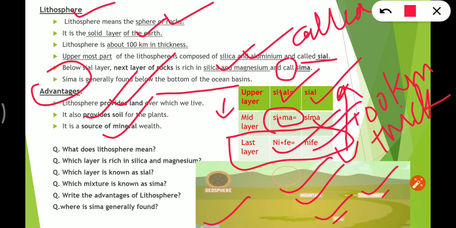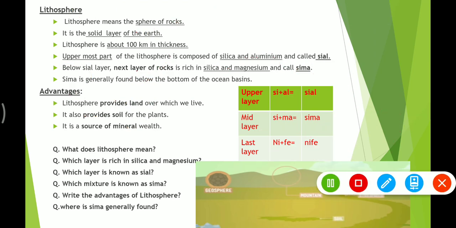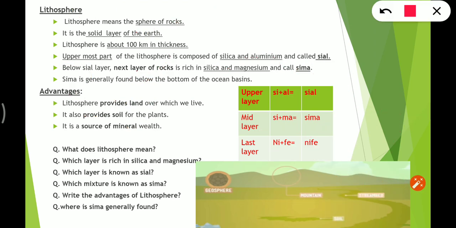Now the questions that you have to attempt. The first question is, what does lithosphere mean? You can include these three lines here. In this question, which layer is rich in silica and magnesium? So silica and magnesium, this layer, mid layer. Below the sial layer, you can attempt it from here. Which layer is known as sial? So the uppermost layer here.